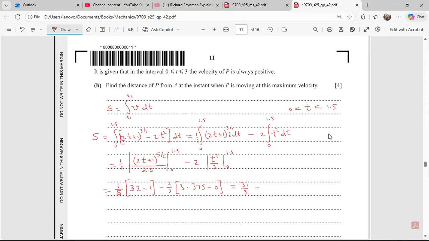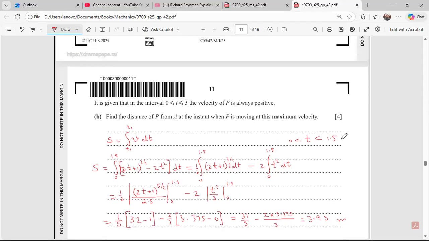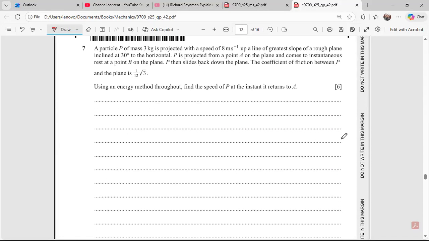minus 2 times 3.375 over 3. So I did this calculation, it is 3.95 and it's in meters. I hope this is all clear. No confusion should be there. Okay, now let's move on to the last question of this exam.